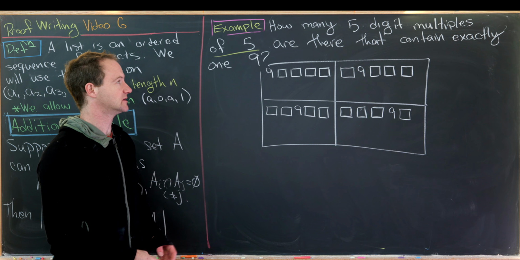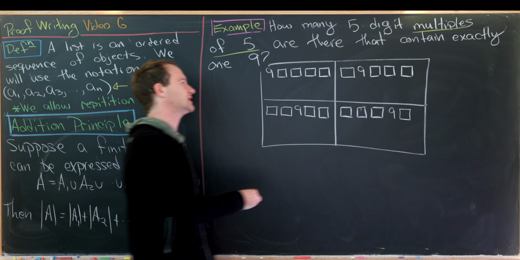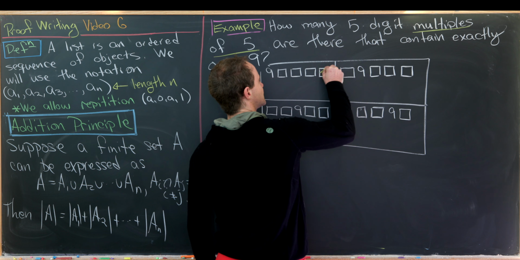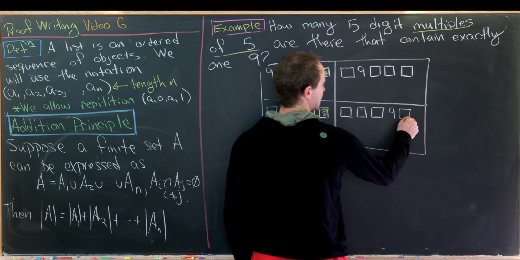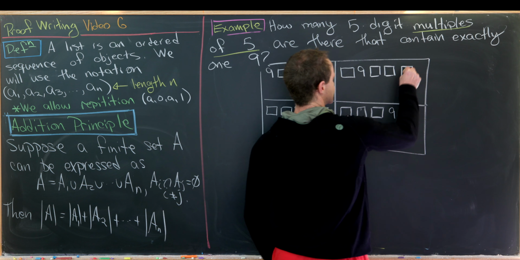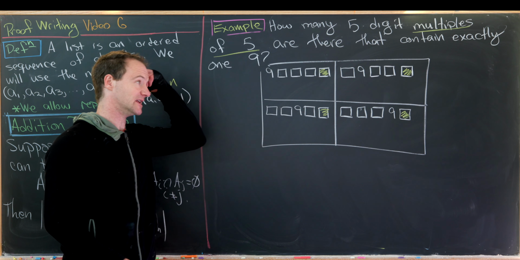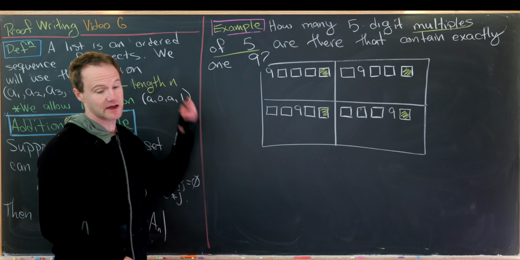And that's because these are all multiples of five, and multiples of five only end in zero or five. So I'll shade this in right here just to collect the information that these have to be multiples of five. So that means they end in either a zero or a five. So now let's see what we have here for our choices.